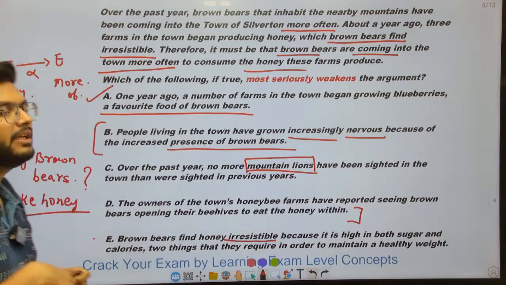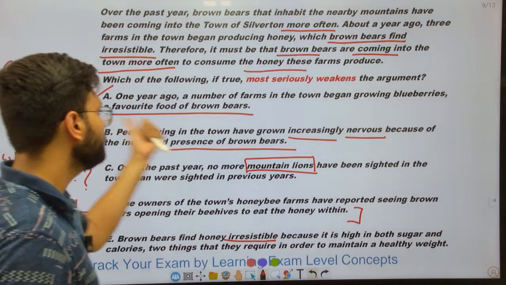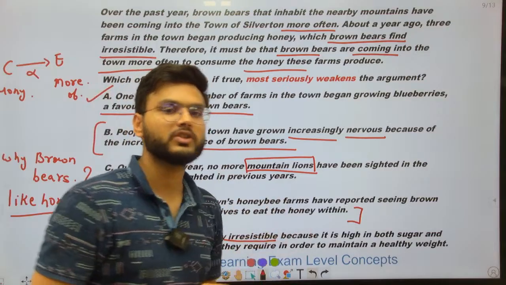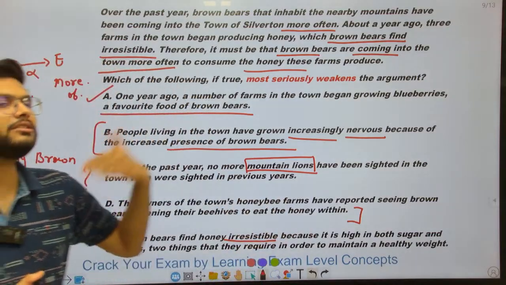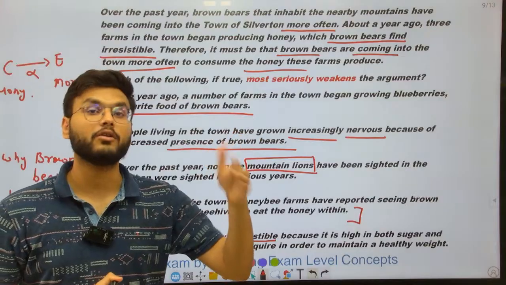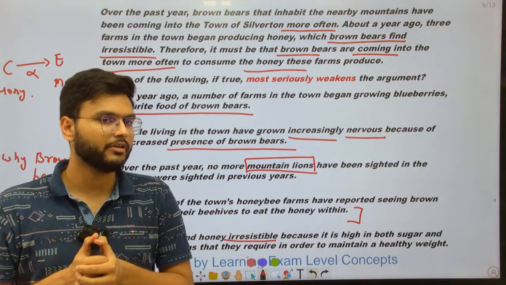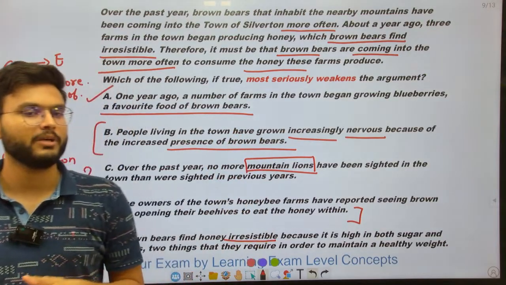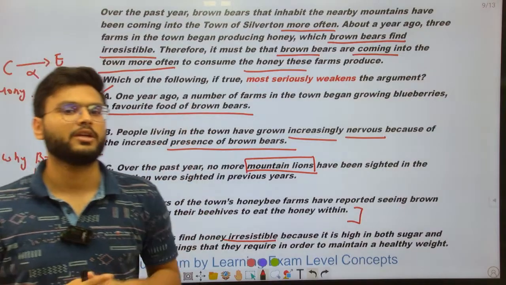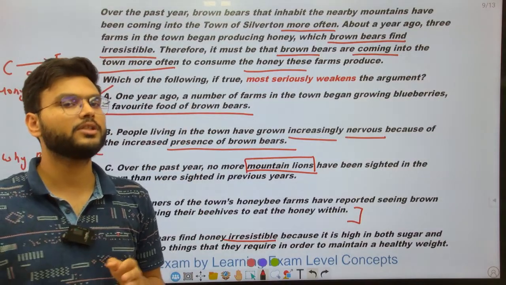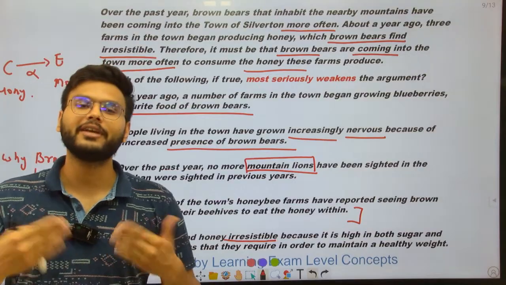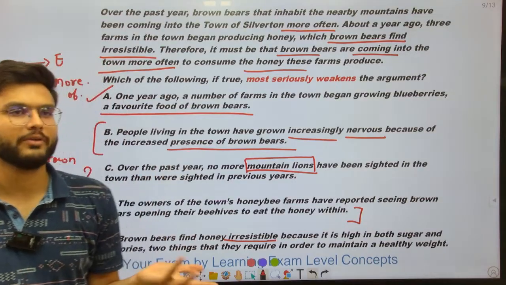Now, most weaken. This option choice does not contradict the argument structure completely, but it raises a question on the validity of the author's conclusion. Weaken does not mean I have told you to destroy the argument. Weaken means raise the question. If you have raised questions on the author's conclusion, you have weakened it to some extent. And this is what we have to do.